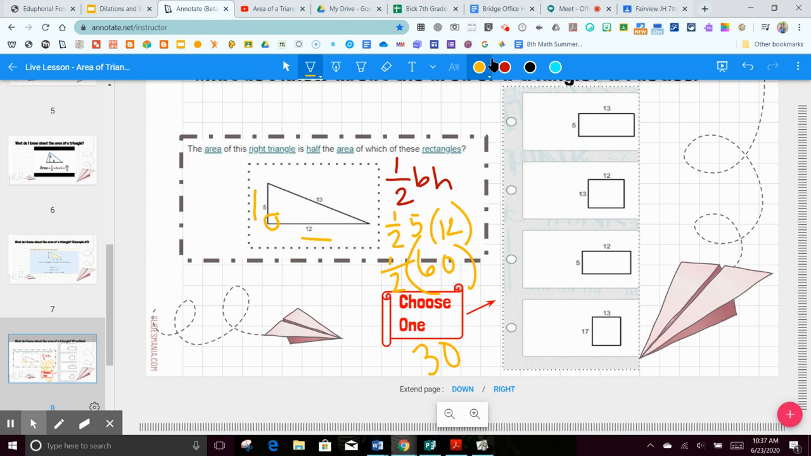Okay, using your equation and your formula, if you really pay attention to this, if I'm saying half of this value, then I need this to be equivalent to this value, 5 times 12. Which is actually an answer choice, 5 times 12. Okay, so if I cut this directly in half, then it would give me this triangle.